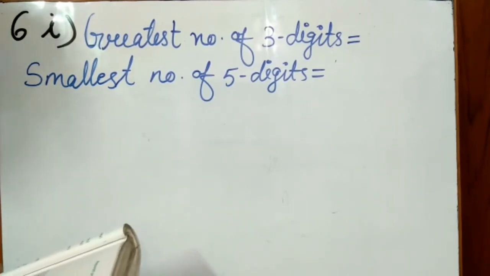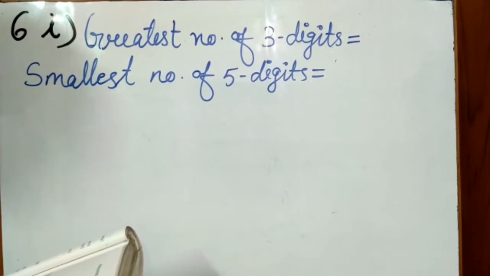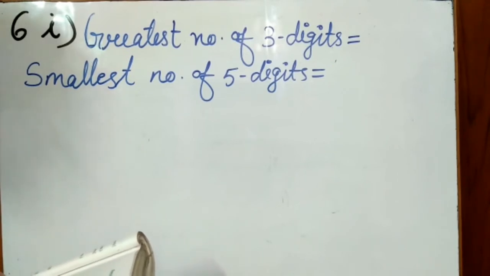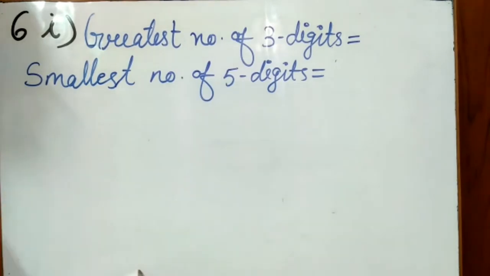Question number 6. Find the product of the greatest number of 3 digits and the smallest number of 5 digits. It means in this question we have to find out the product of the greatest number of 3 digits and the smallest number of 5 digits. Product means multiplication of two numbers.